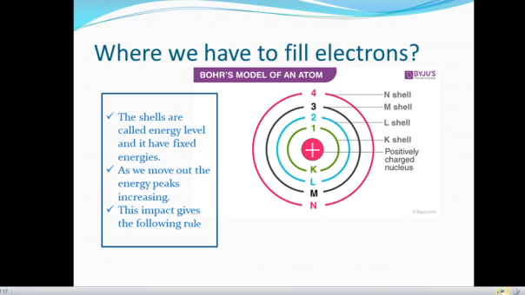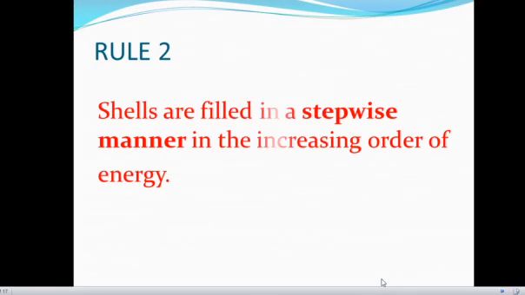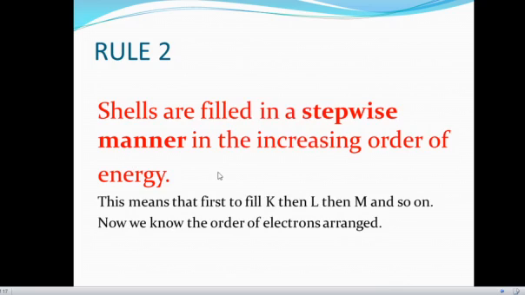This gives the next rule, that is rule number 2. Cells are filled in a stepwise manner in the increasing order of energy. So the one with the minimum energy is filled first, afterwards the next minimum, and afterwards the next one. So K, L, M, N, they get filled in a line. This means that we first fill K, then L, and then M, and so on.